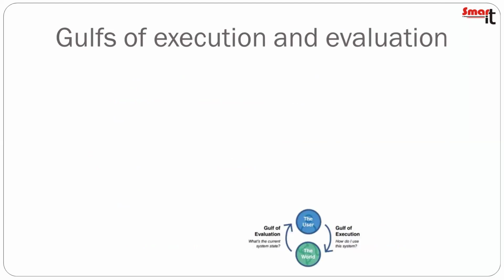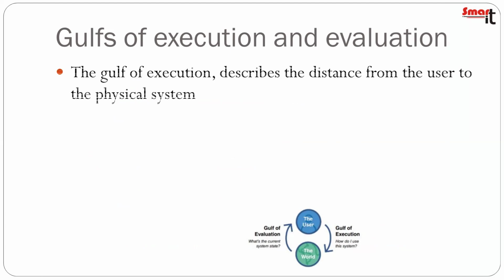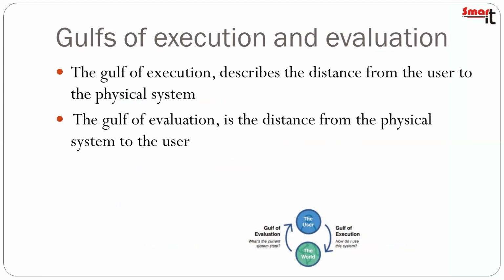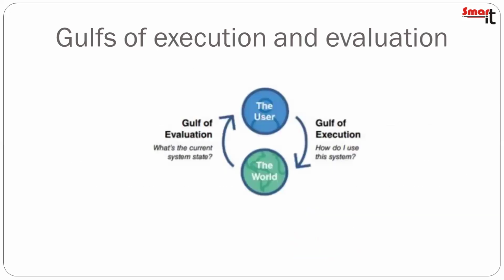Next, I'm going to the gulfs of execution and evaluation. Gulf means the gap, so sometimes there can be some gap. It describes the distance between the user and the physical system. The gulf of evaluation is the distance from the physical system to the user. This is a diagram that helps easily understand the user and the world. The gulf of execution means: how do I use this system? The gulf of evaluation is: what is the current system state, actually what the system is saying.